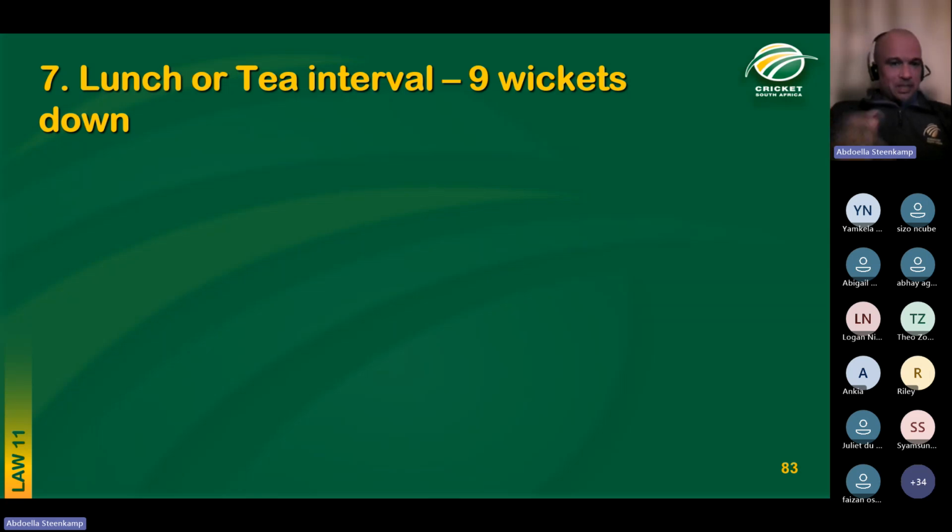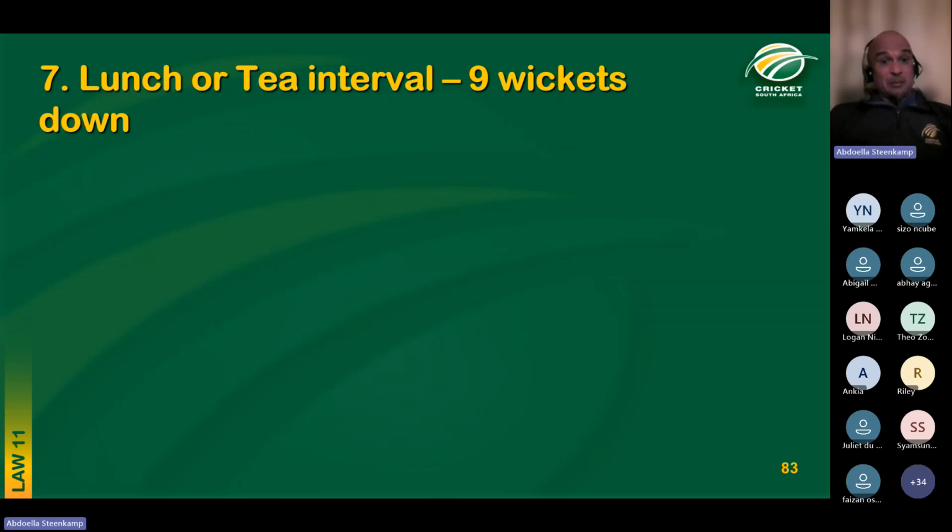Again, this is flexibility that the lawmakers brought in when it comes to your lunch or your tea interval when the side is 9 wickets down. Over the years they've picked up, and no disrespect to the number 10 and number 11 batters, that they are usually not the best batters in the team, and their wickets usually fall quickly. There are lots of stats over the years that prove that 10 and 11 don't usually last that long. So the lawmakers picked that up.